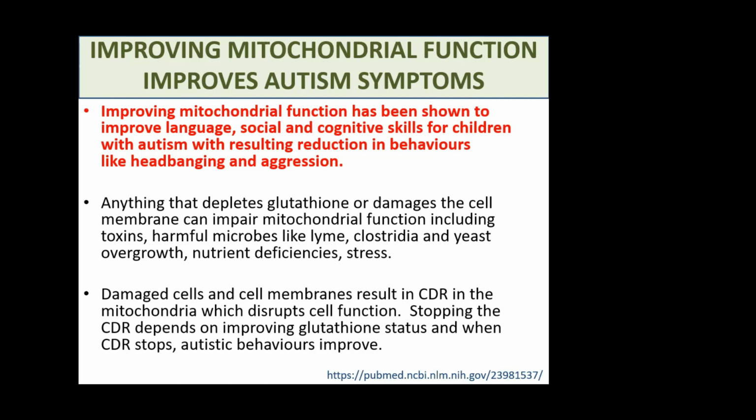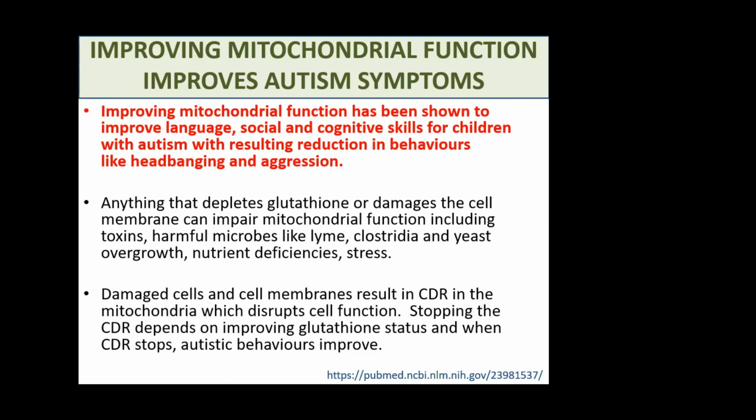Anything that depletes glutathione or damages the cell membrane can impair mitochondrial function, including toxins, harmful microbes like Lyme, Clostridia, and yeast overgrowth, nutrient deficiencies, and stress. Damaged cells and cell membranes result in CDR. CDR is the cell danger response, how the cell responds to danger.